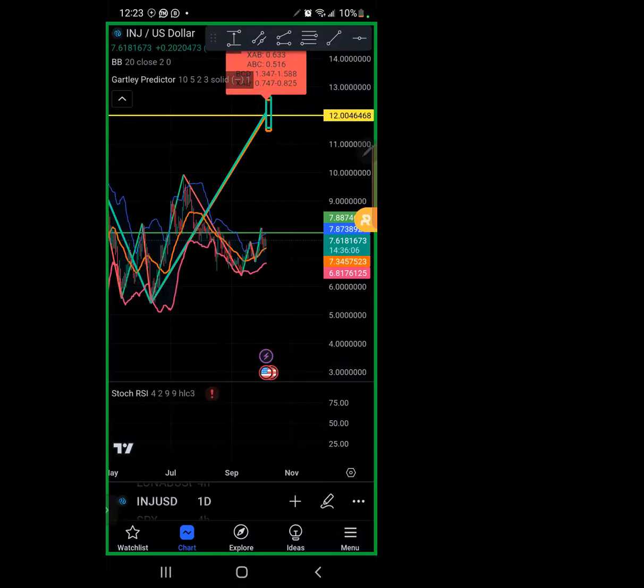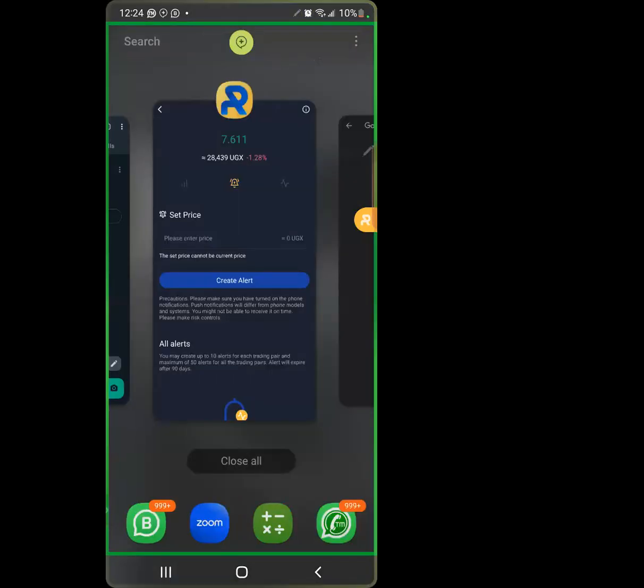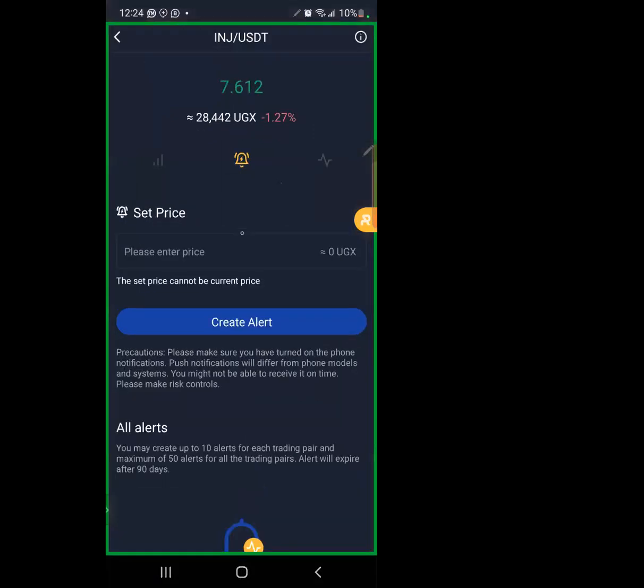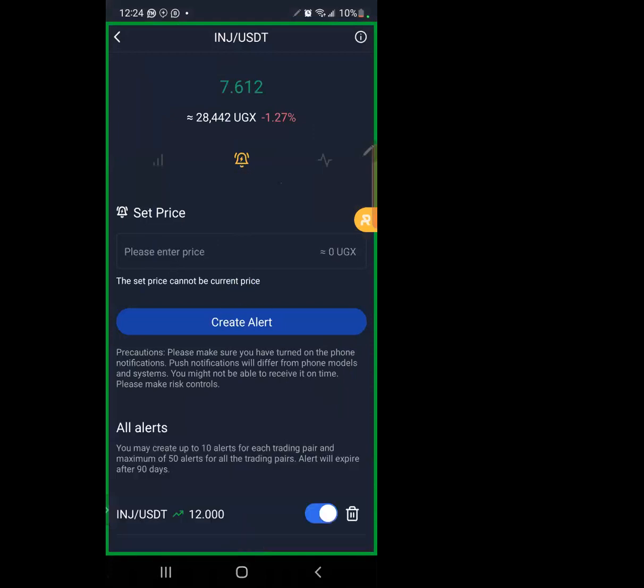On 4 hours, the robot has said that INJ might hit $7.8. But in the long term, 1 day, we don't know when it will hit there. It is showing that INJ will hit $12. So I come on my robot and I tell the robot, please alert me if this trade hits $12. And then you tap create alert. So the moment it hits 12, the robot will tell you. That is the 1 day candle.